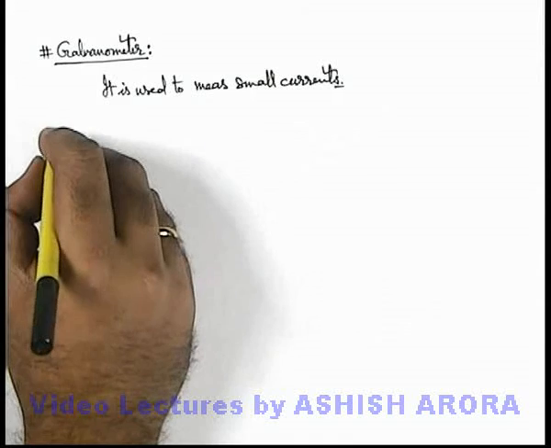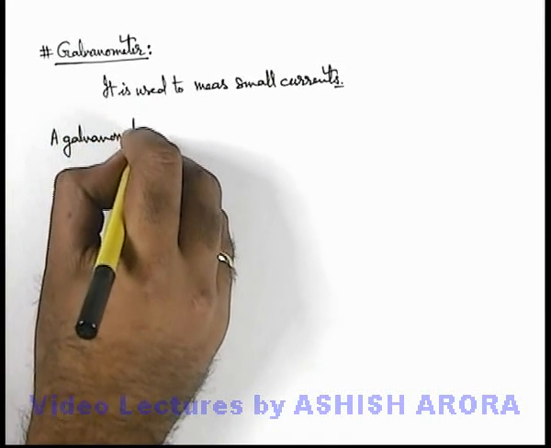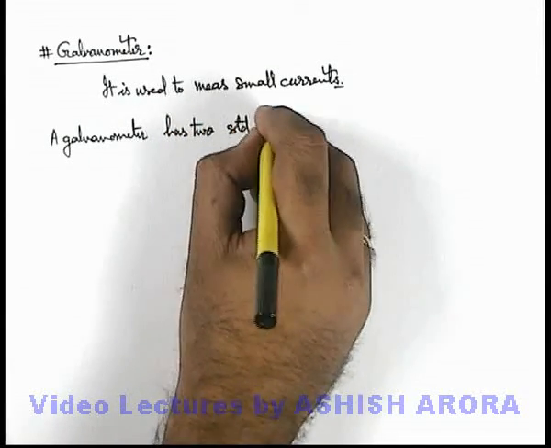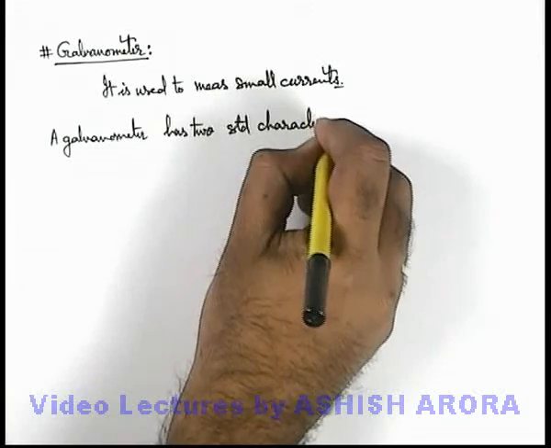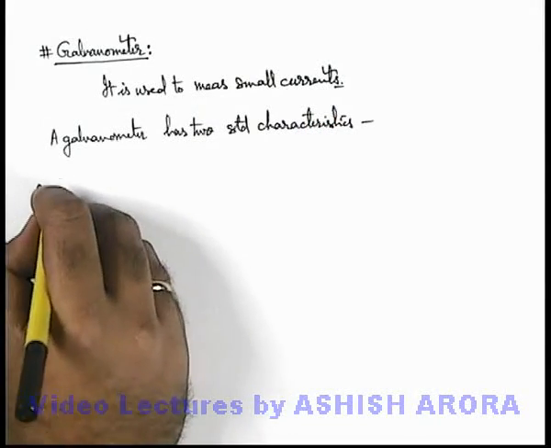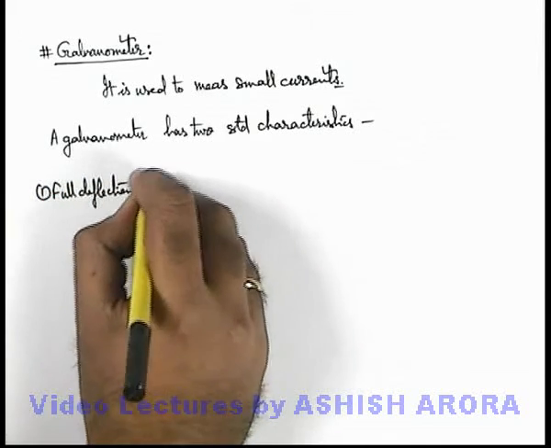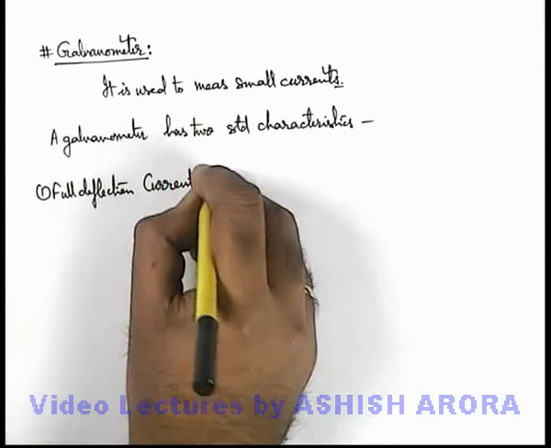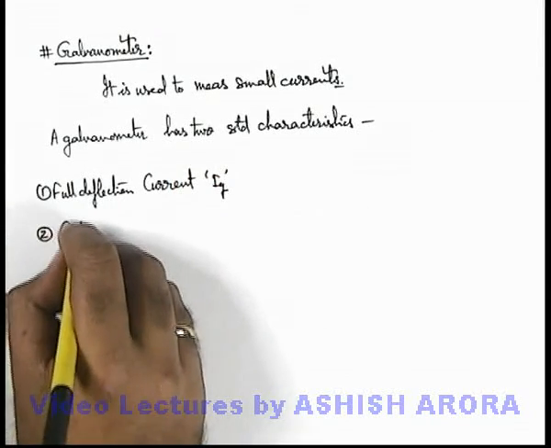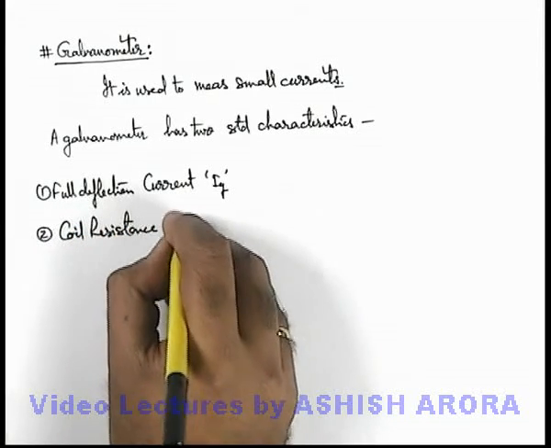And about galvanometer we can say a galvanometer has two standard characteristics. These are, the very first one is full deflection current, which is denoted by Ig, and the second one is its coil resistance, which is denoted by Rg.